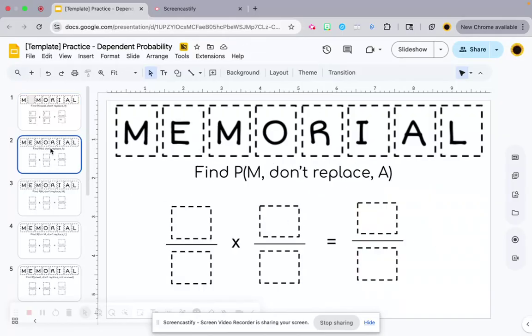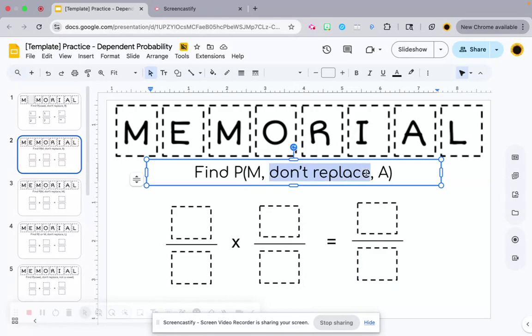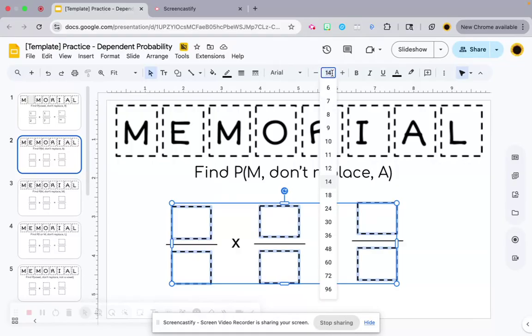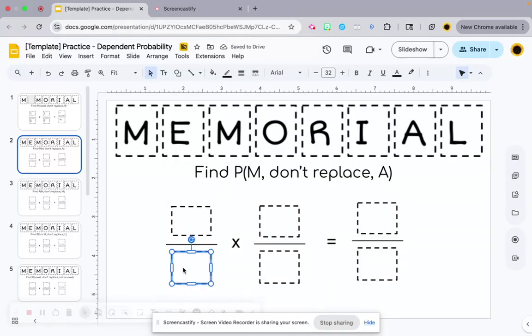So going back to normal, again, it's compound events that are dependent on each other. And the phrase that jumps out at me to tell me it's dependent is "don't replace." So I'm looking at my cards, and again, first thing I'm going to do is figure out how many total cards I have. And I have 8 of them, so the denominator is going to start as an 8.